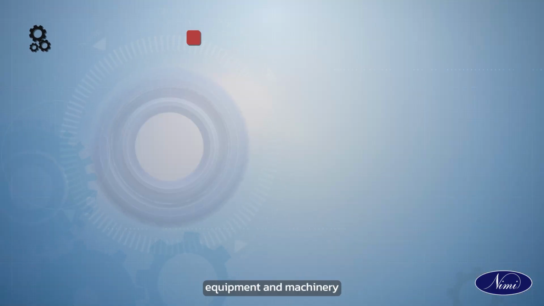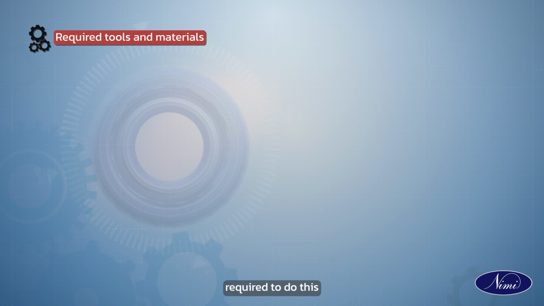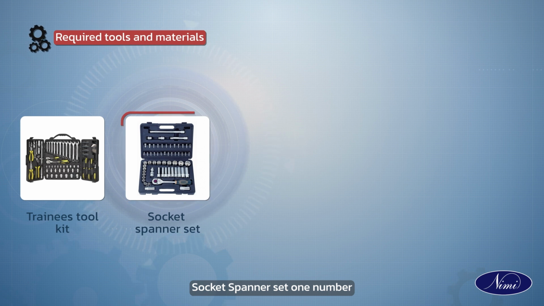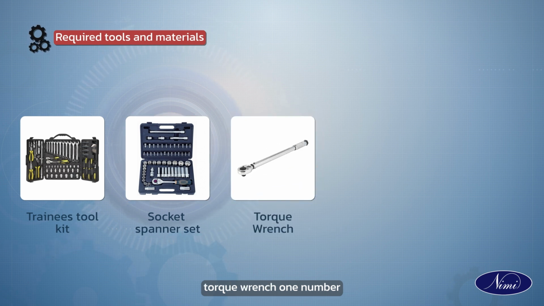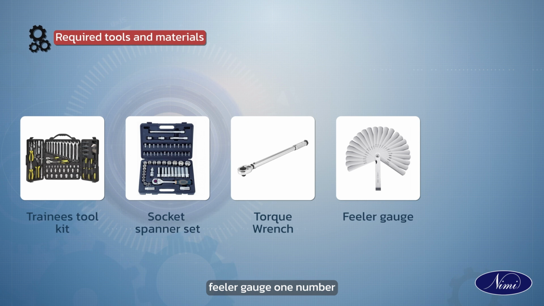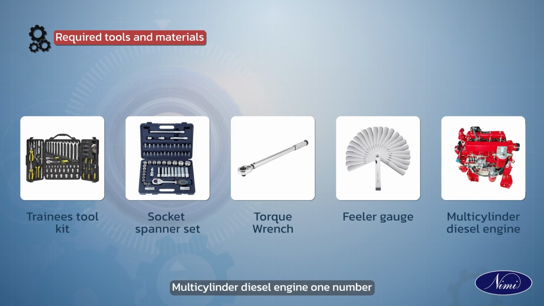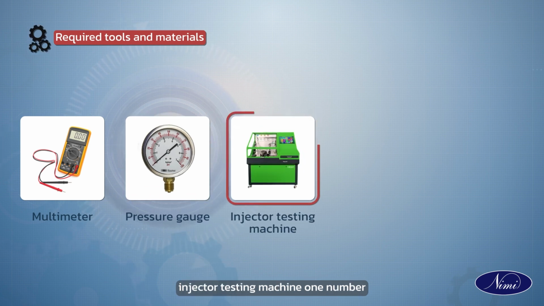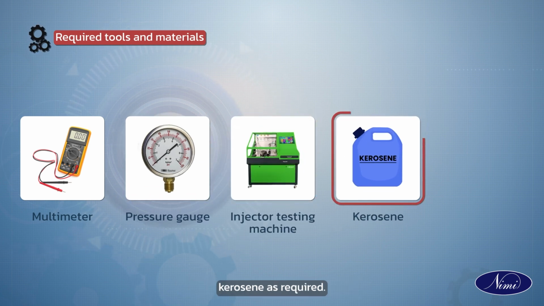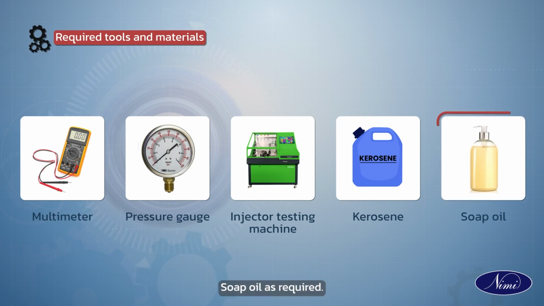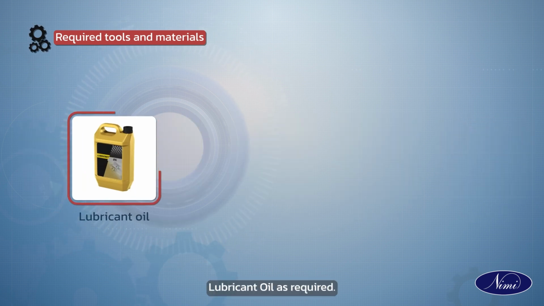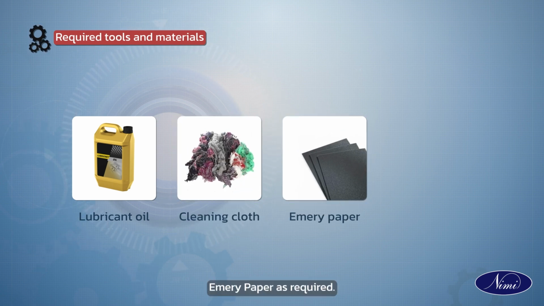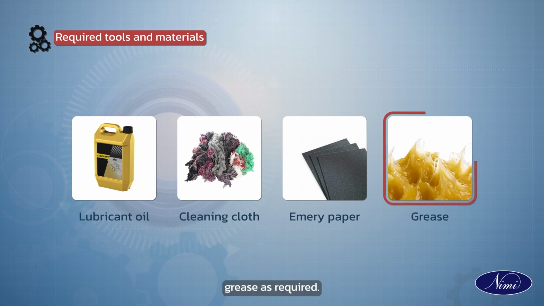Let us collect the tools, equipment and machinery required to do this. Trainees toolkit 1 number, socket spanner set 1 number, torque wrench 1 number, feeler gauge 1 number, multi-cylinder diesel engine 1 number, multimeter 1 number, pressure gauge 1 number, injector testing machine 1 number, kerosene as required, soap oil as required, lubricant oil as required, cleaning cloth as required, emery paper as required, grease as required.